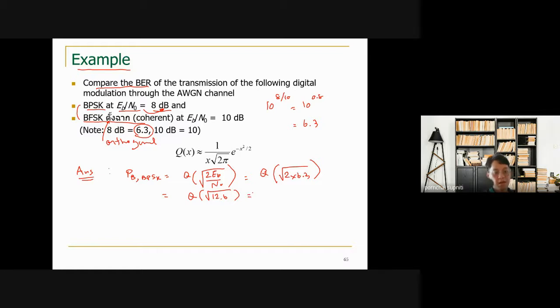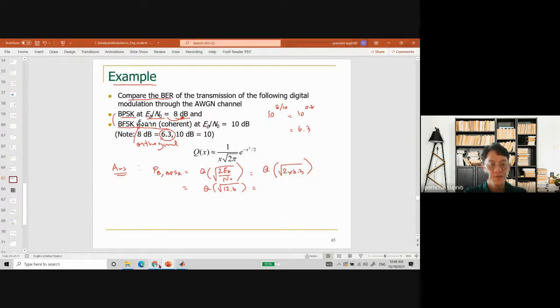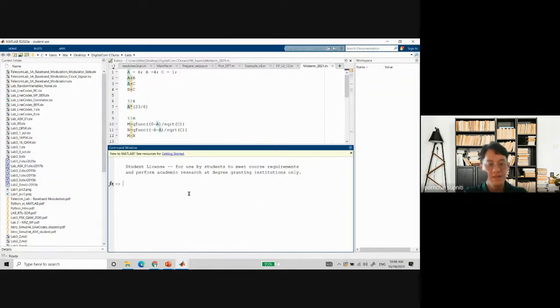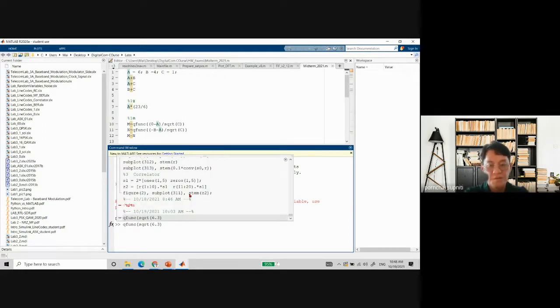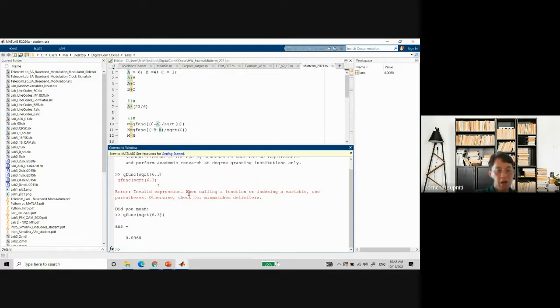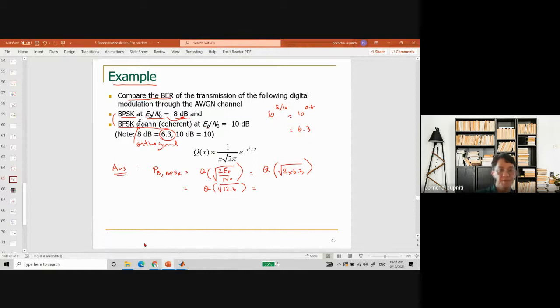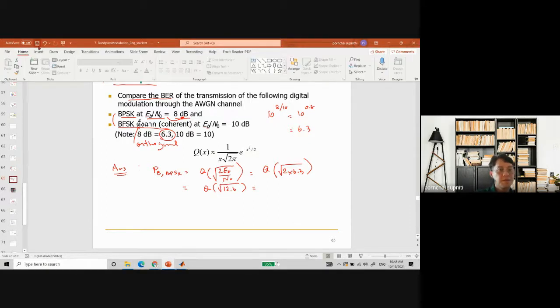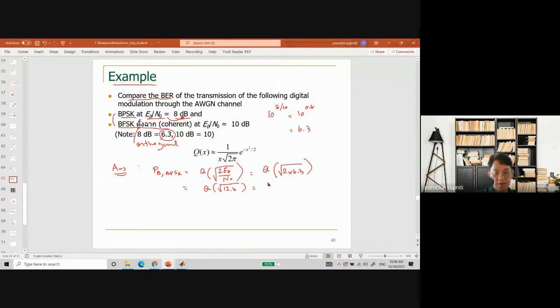Let me go to MATLAB quickly to compute this Q function. If you go to MATLAB, I can compute this Q function of the square root. Oh, one parenthesis is missing. Okay, so I have 6 times 10 negative 3. So I have 0.006, or 6 times 10 negative 3. We often write it in exponential form like this. And next one, let's look at PB of BFSK.